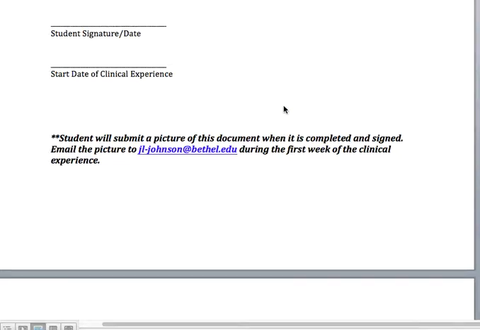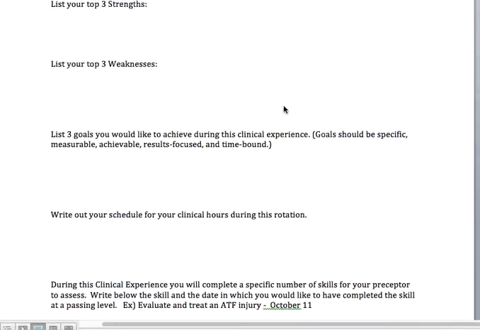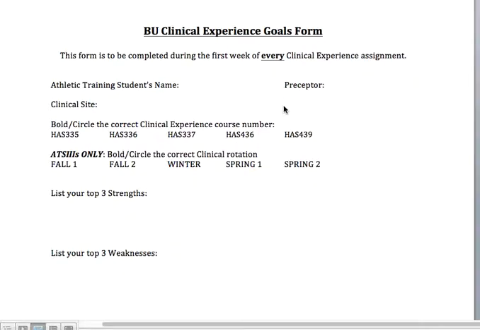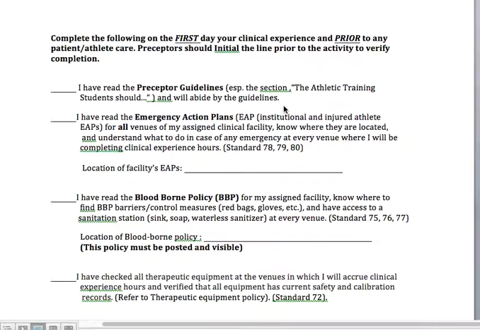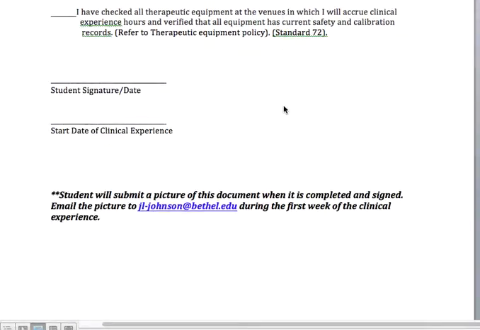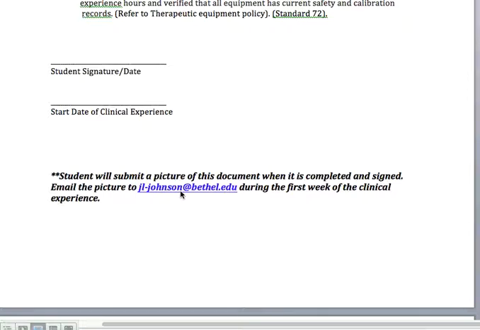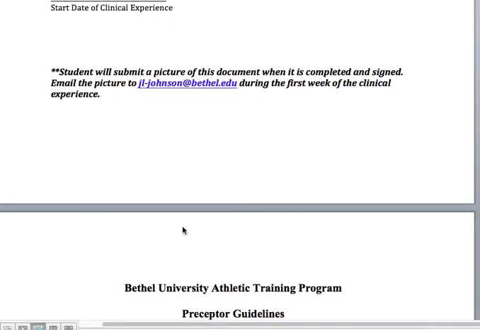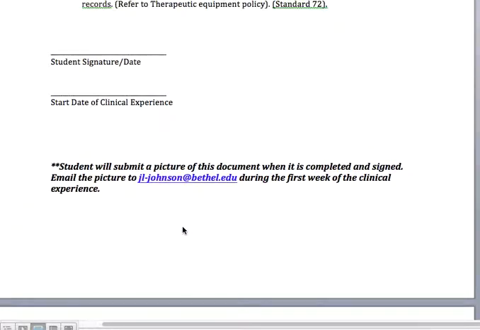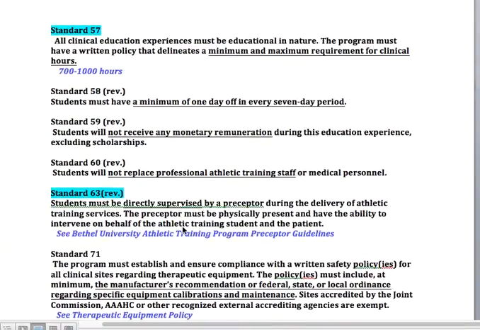So the document really is 2 pages. So I want a picture of this page and a picture of this page, and I want you to email it to me at this address. Do not text it to me, but email it to me as soon as you get it done. It is due next Wednesday at class time, but I would like it to be sent to me as soon as possible. Okay? So that's the clinical experience form.